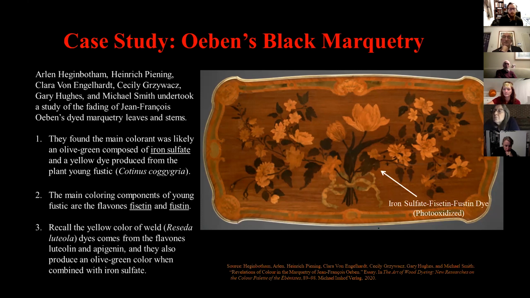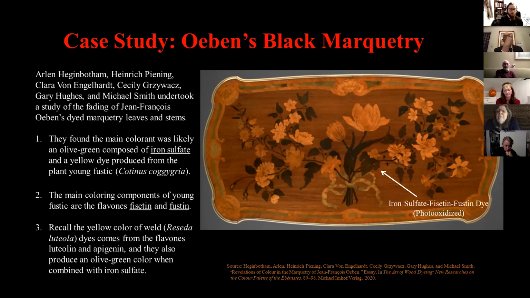And we look at this tabletop, this marquetry tabletop, and we notice that there are flowers here, but the stems and leaves are all blackened. So Arlen and his group at the Getty did a study on this. They found that the main dye component was probably iron sulfate and yellow dye from young fustic.